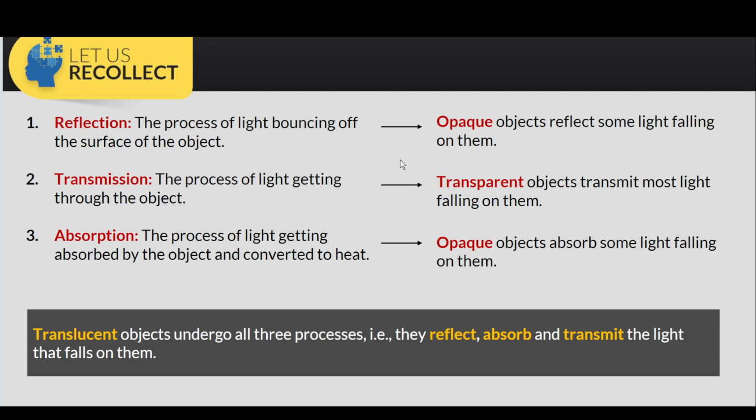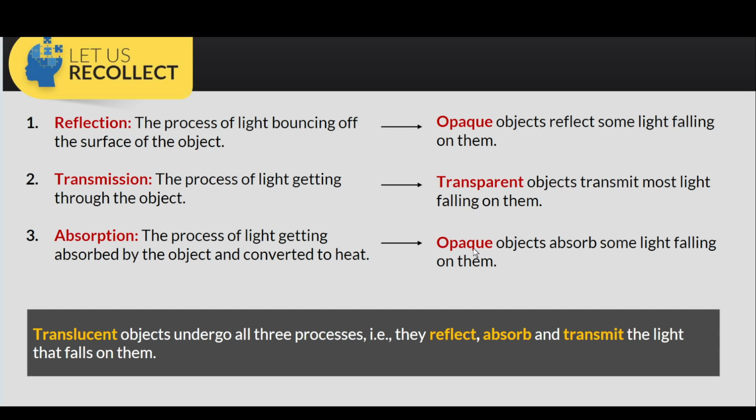Opaque object means the ones which are not transparent. Suppose a wall. You cannot see through it. Opaque, right? Transparent means you can see through it. For example, like plastic or white colored polythene, or glass, right? And opaque objects reflect some light falling on them, and transparent objects transmit most of the light falling on them.